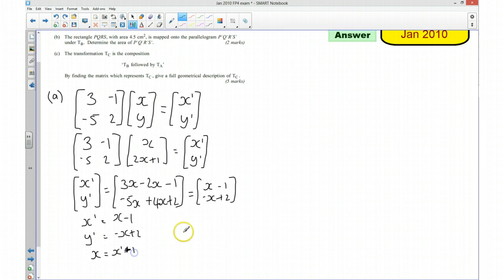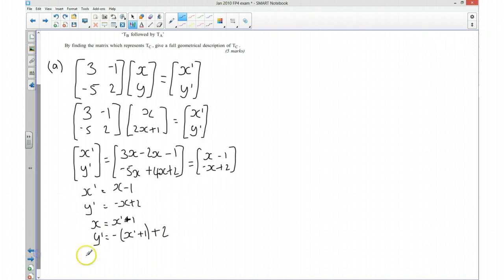Plus 1. And because I know the image of y is equal to negative x plus 2, I can substitute this into here, because that's what x is equal to. So I can say the image of y is going to be equal to, and I'm going to put this into here, so I've got negative image of x plus 1 plus 2.